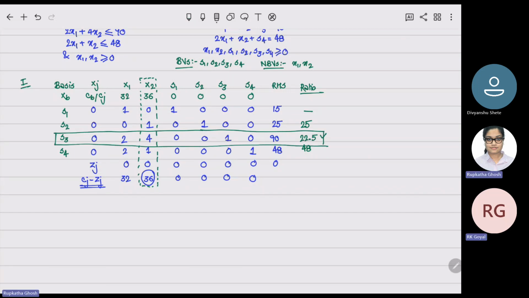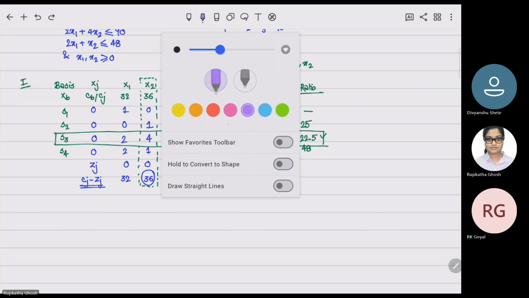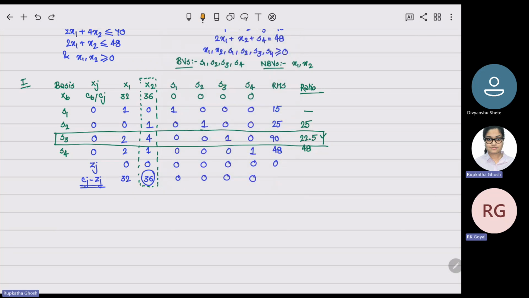What does this mean now? So this means that 4 would be the point of pivot, and S3 would be replaced by X2. Yes, X2 will be replaced by S3. I mean, S3 will be replaced by X2.